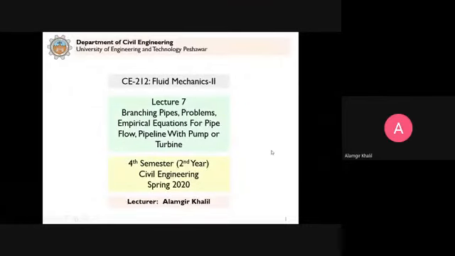Bismillah ar-Rahman ar-Rahim. In today's lecture 7, we will discuss branching pipes, problems. Then we will discuss empirical equations for pipe flow and pipeline with pump or turbine.